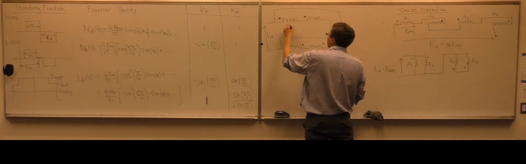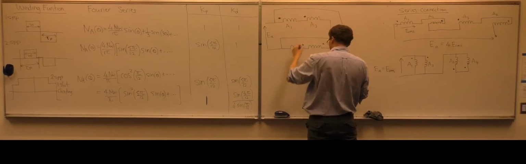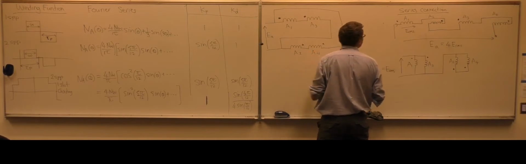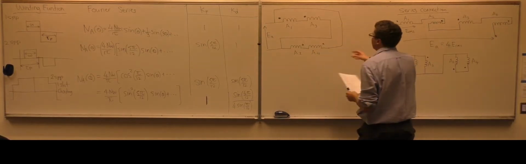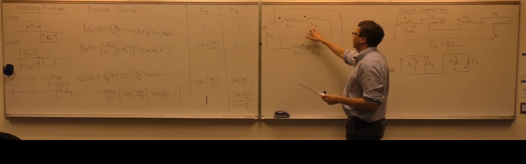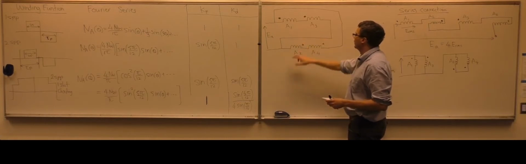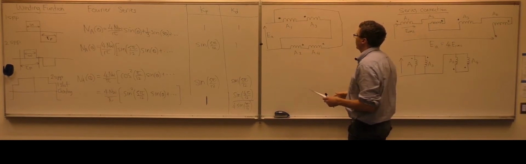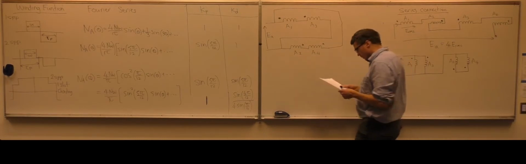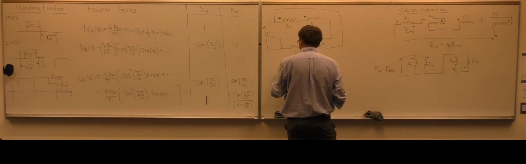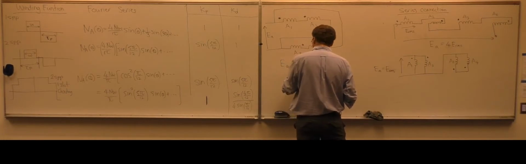So this would be A1, A3, A2, A4. Again, A1 and A3 would both be creating north, and A2 and A4 would both be creating south poles. So in this case, it's going to be 2 times E RMS.